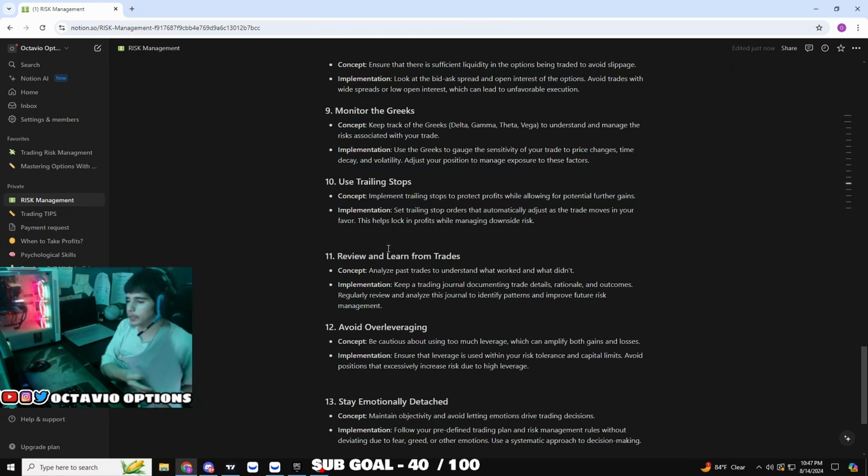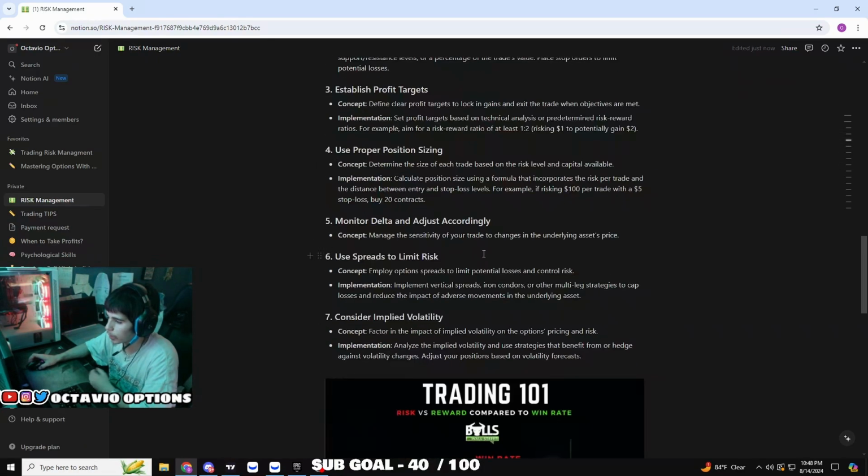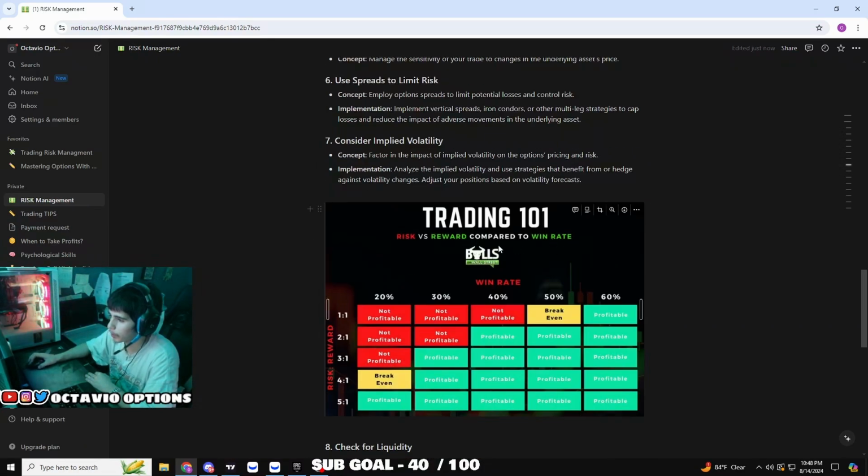Alright. Anyways, guys. Avoid over-leveraging. Be cautious about using too much leverage, which can amplify both gains and losses. Ensure that the leverage you're using is within your risk tolerance and capital limits. Avoid positions that excessively increase risk, guys. You do not want that due to high leverage. Remember, guys, stay within this trading 101 risk to reward ratio compared to win rate.